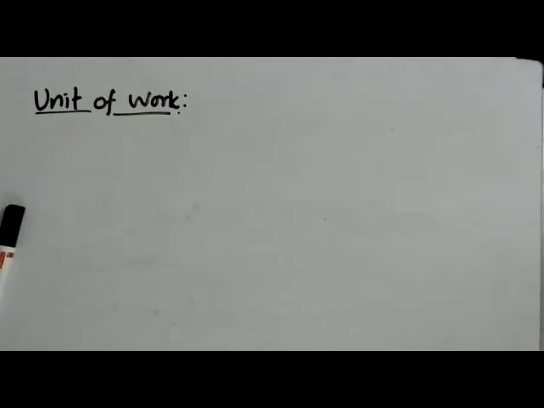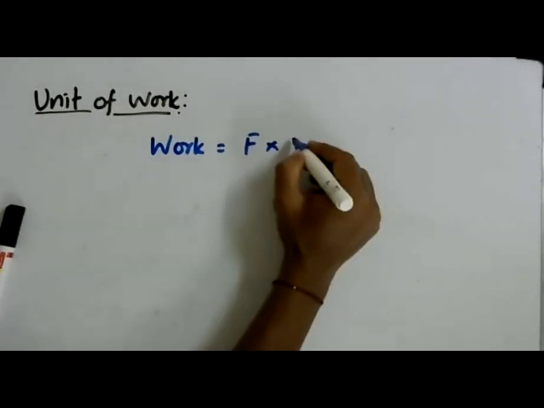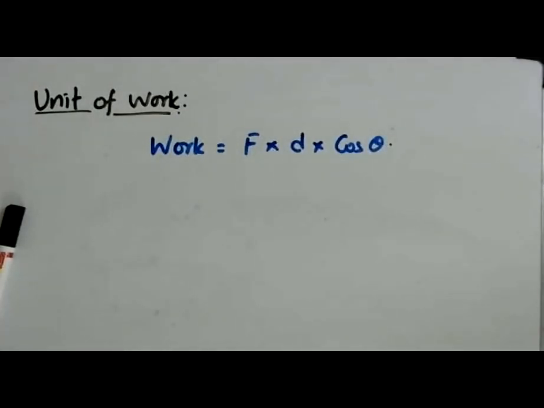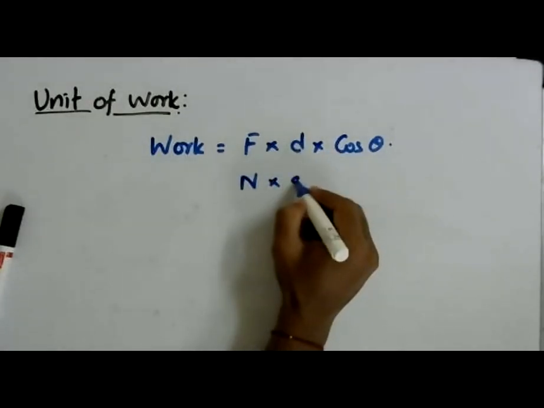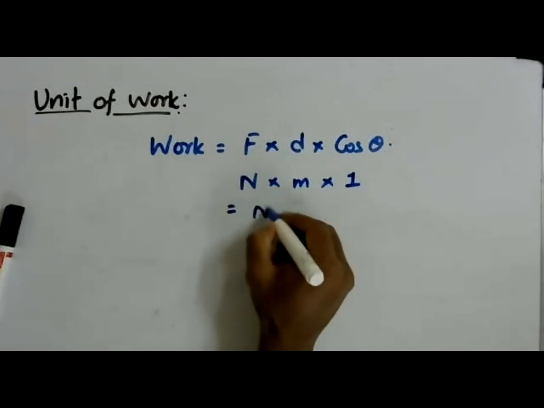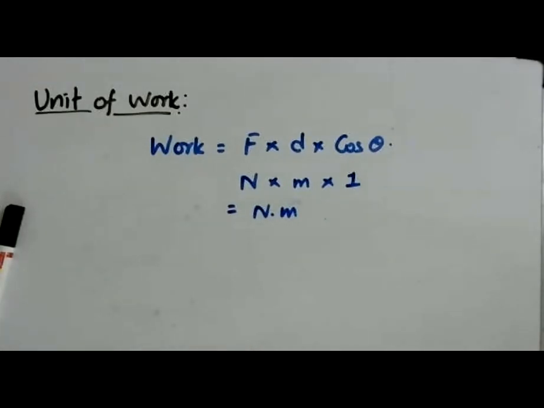We know that work equals force times displacement times cos theta. And earlier we have seen that the unit of force is Newton, the SI unit for distance is meter, and cos theta is just a ratio between two sides, so it's a dimensionless quantity, so you can just leave that out, it doesn't have any meaning. And we have said that work is measured in Newton meter. Okay, so this was the earlier unit that we had seen for work.